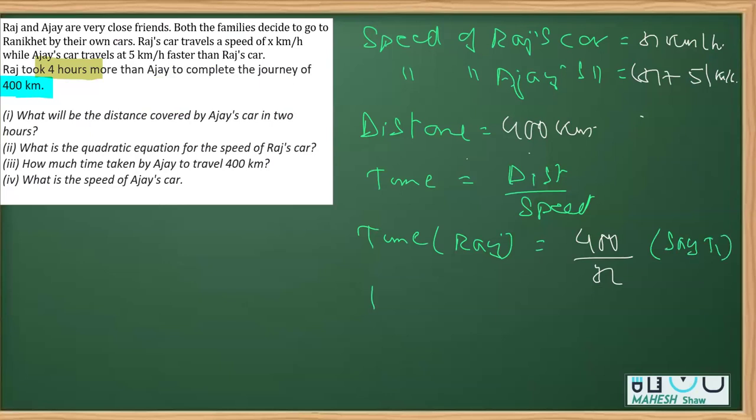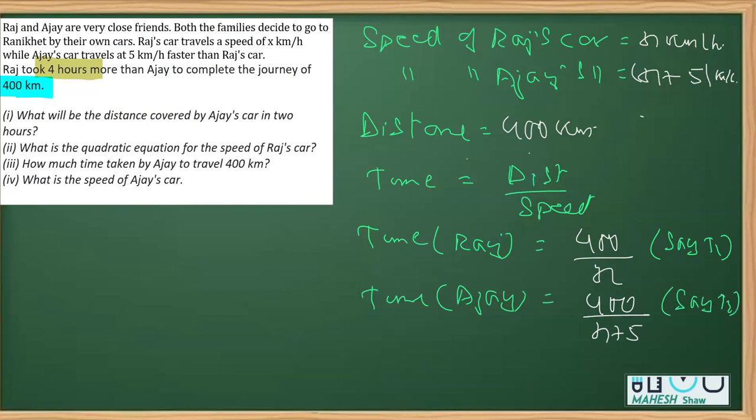Now, similarly, we can find the time in the other case, time in case of Ajay. Well, the formula remains the same. It is distance upon speed. And the speed in case of Ajay is x plus 5. So it is 400 over x plus 5, and I take it as, say, t2.